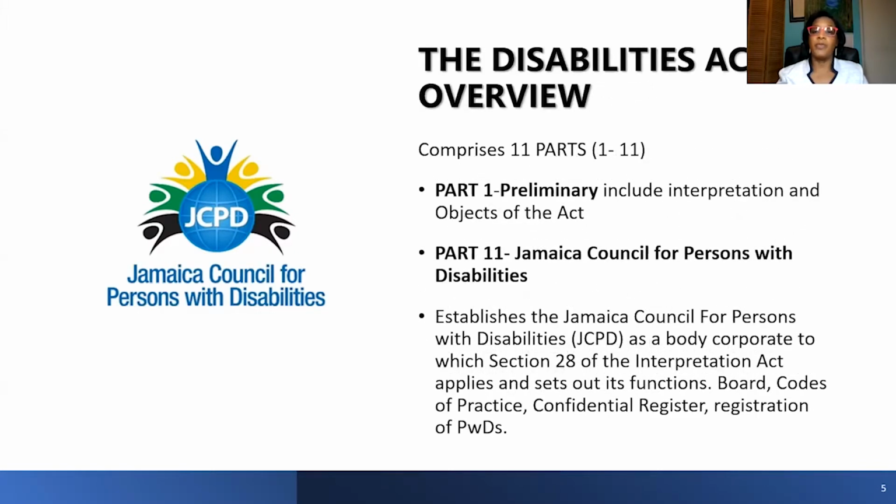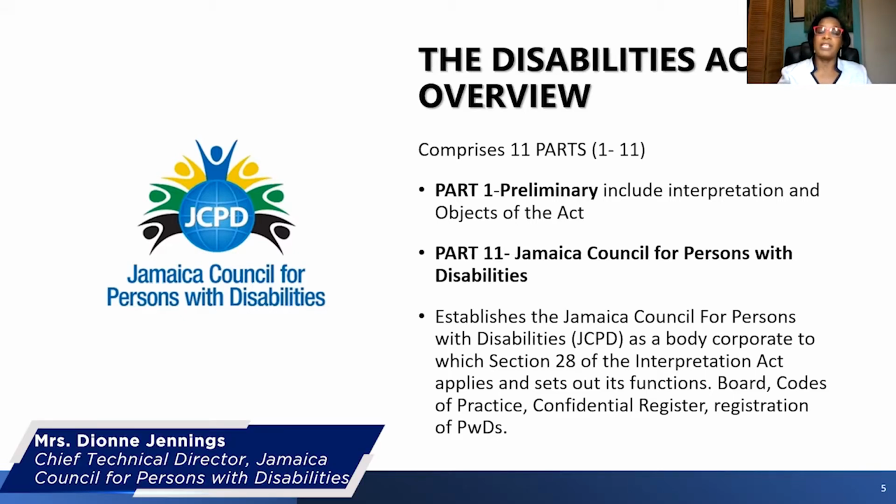Let's now look at an overview of the Disabilities Act. The Disabilities Act comprises 11 parts, and we are trying to summarize this in a very precise way today. Part 1 speaks to the preliminary and includes the interpretation of different key definitions that are important in understanding the Act. And it also presents the objects of the Act.